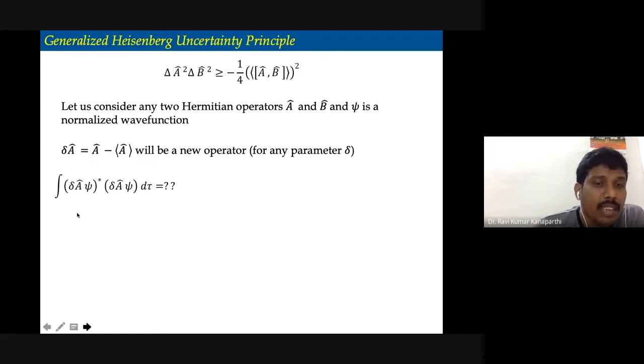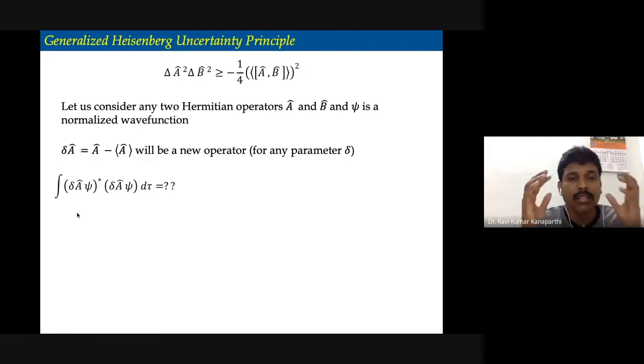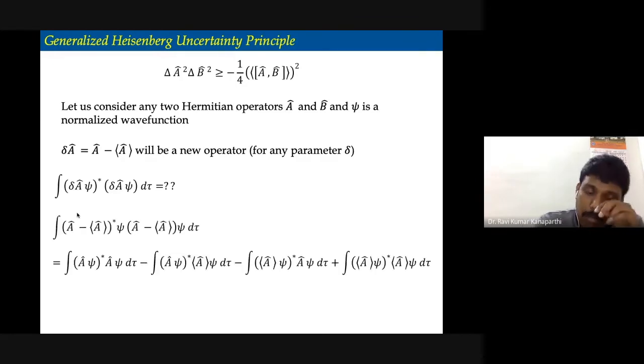The integral of the complex conjugate of delta A psi multiplied by delta A psi d tau. So let us evaluate this quantity. We know what delta A is: delta A is nothing but A minus the expectation value of A itself. So you can replace delta A according to our definition, and then you get this integral.